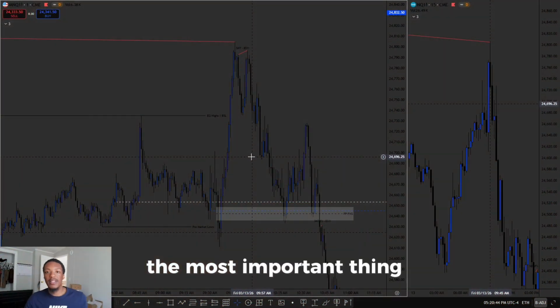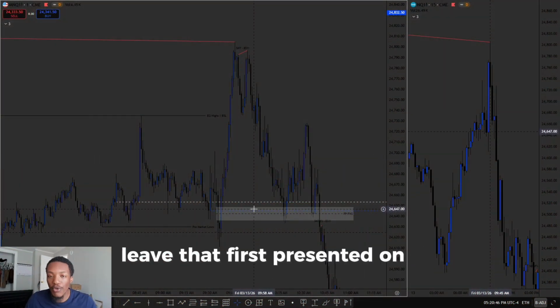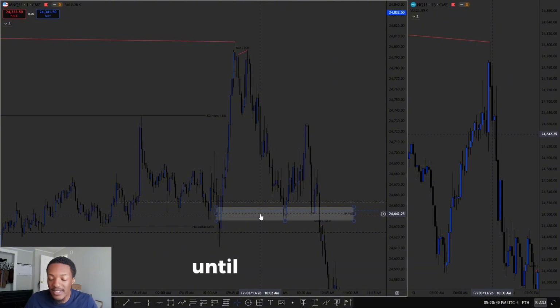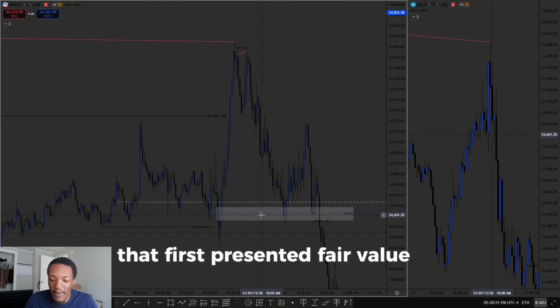So the most important thing is leave that first presented on the chart for the entirety of the day. Until 4 p.m. close, that first presented fair value gap is valid.